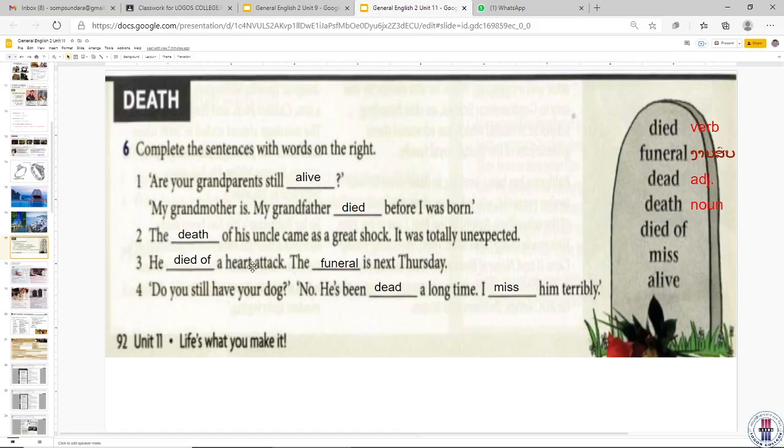He died of a heart attack. How did he die? Prepositional phrase, died of a heart attack. And the funeral is next Thursday. Do you still have your dog? No, he's been dead a long time. So dead describes the dog. It's an adjective. And I miss him terribly. Okay, so that was a lot.